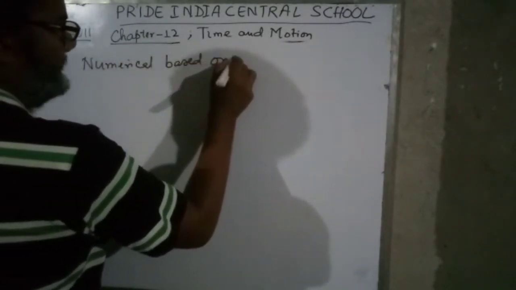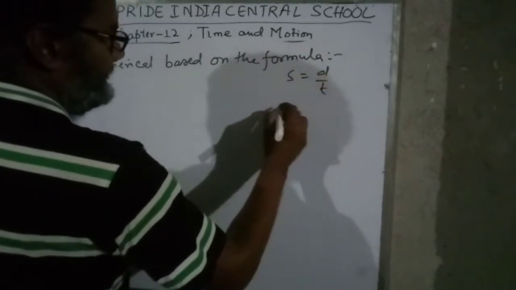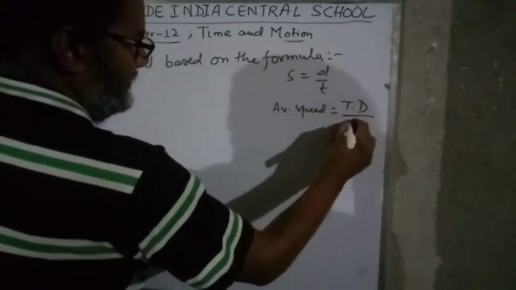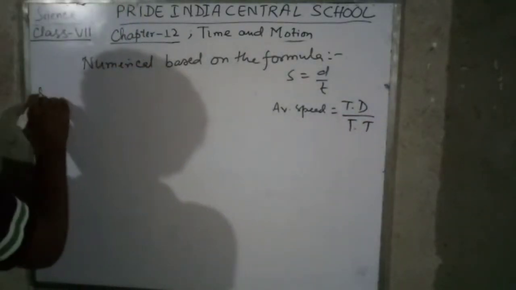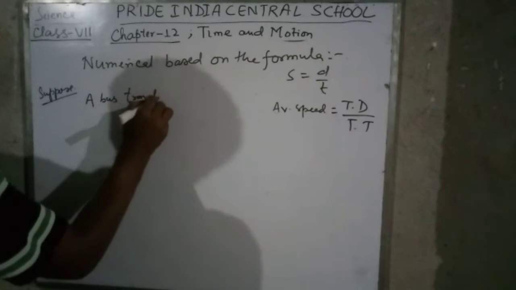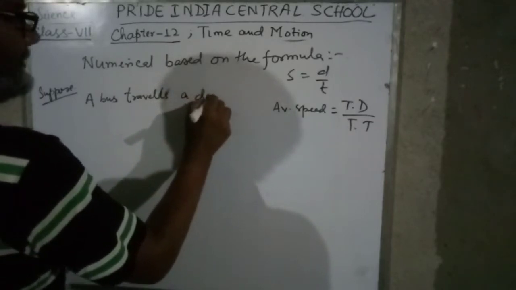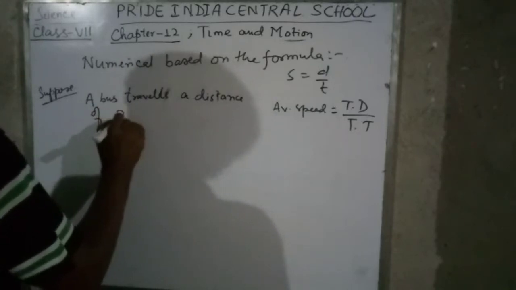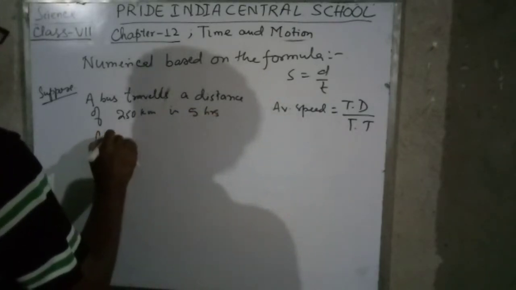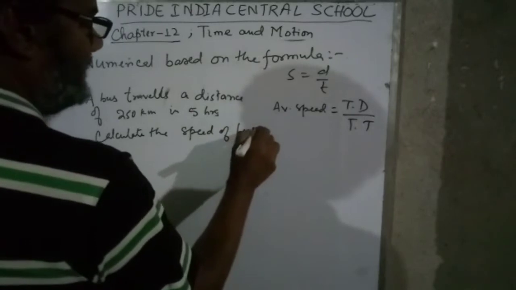Based on the formula S is equal to d by t, and average speed is equal to total distance by total time. Suppose a bus travels a distance of 250 kilometers in 5 hours. Calculate the speed of the bus.